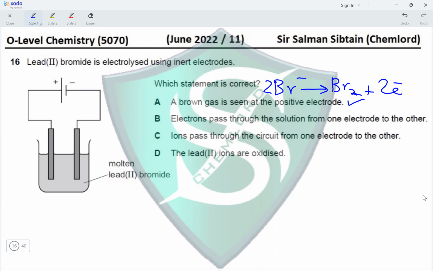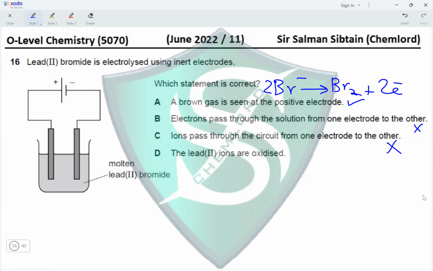Electrons pass through the solution from one electrode to the other. Electrons pass through the wires. This is wrong. Ions pass through the circuit from one electrode to the other. No, the ions pass through the solution.